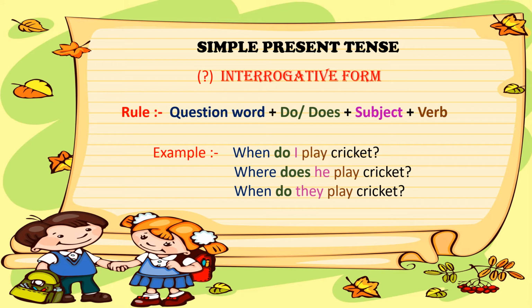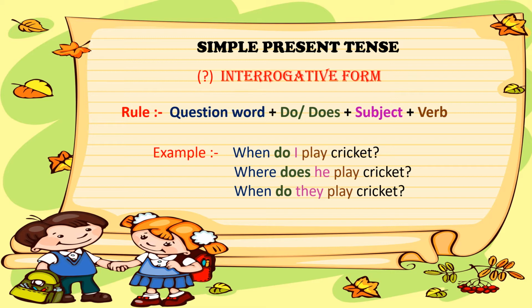Simple present tense in the interrogative form. Interrogative means asking questions. So the rule is the question word plus do or does, plus the subject plus the verb. The question words are the WH words who, why, when, where and likewise. So let's go through some examples. When do I play cricket? When is the question word plus the word do is added. The subject is I and play is the verb.